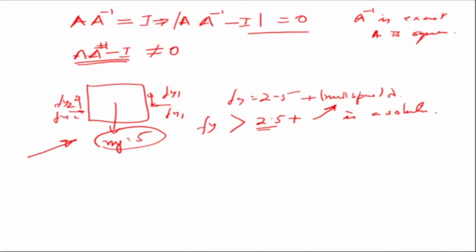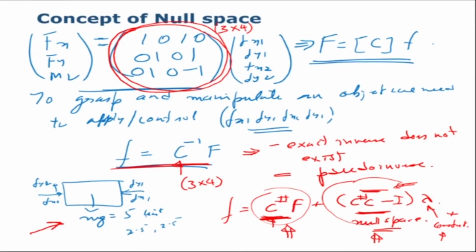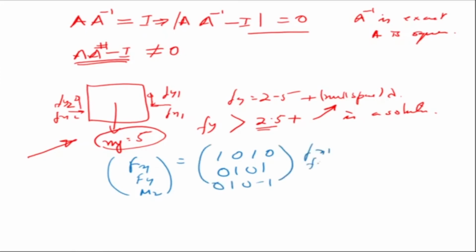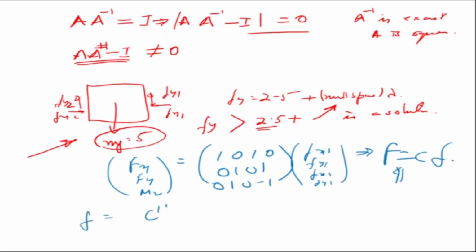But what's more interesting here, or more confusing at times, is this. Let me write this equation again: Fx, Fy, Mz equals the matrix 1, 0, 1, 0; 0, 1, 0, 1; 0, 1, 0, minus 1, multiplying fx1, fy1, fx2, fy2. In total we said F is equal to C into small f. And the solution of that was equal to C-hash F plus (C-hash C minus I) into lambda.